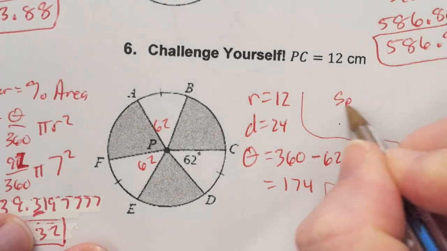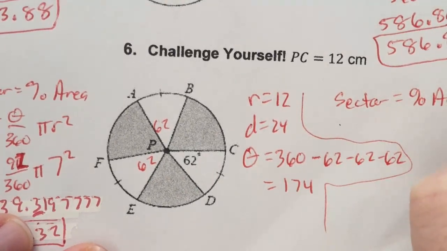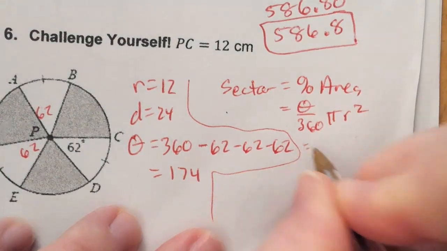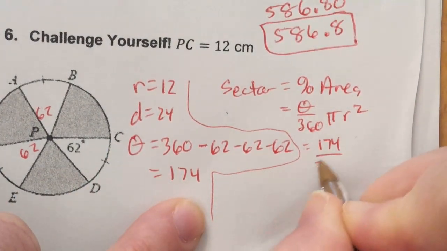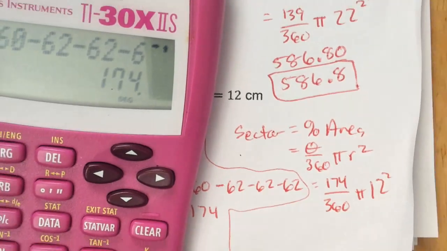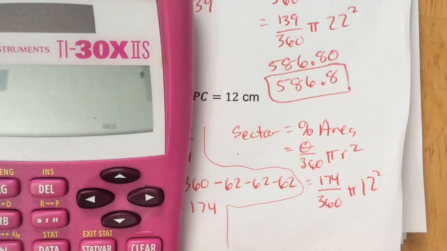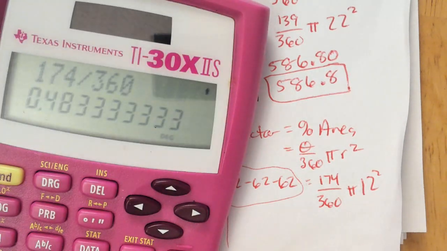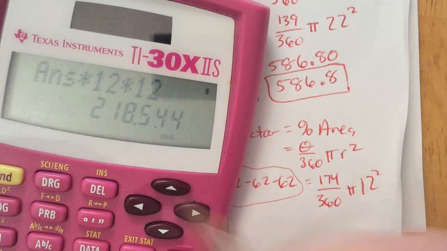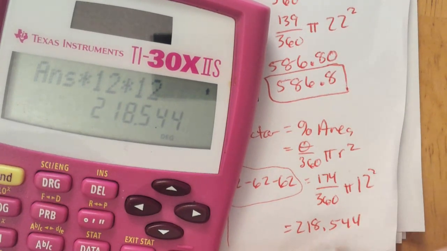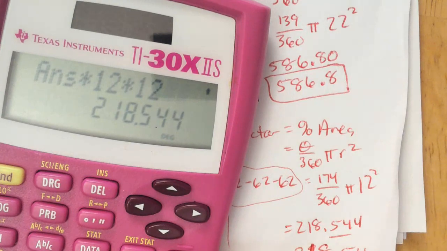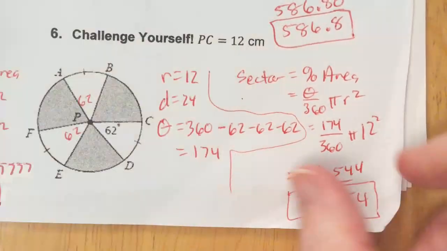Okay, so sector is equal to a percentage of the area. That is theta over 360 times pi radius squared. All right, so we have 174 over 360 times pi times 12 squared. So we put that in our calculator. 174 divided by 360, we get this decimal. There's our percentage. Times 3.14 times 12 times 12. And we get 218.544. They said the nearest hundredth, so 218.54. And there's our final answer. All right, flip to the next page, please.